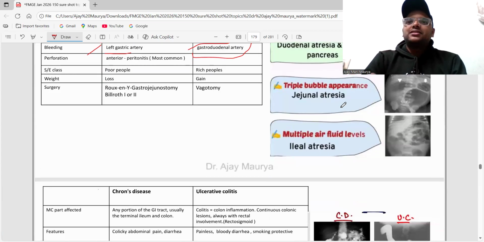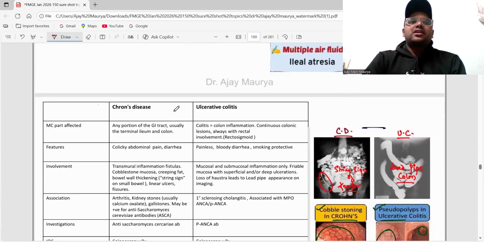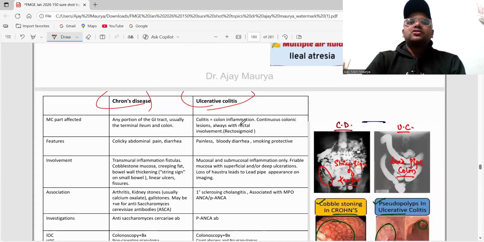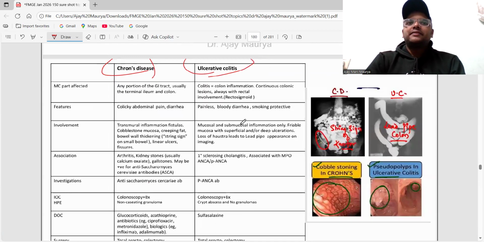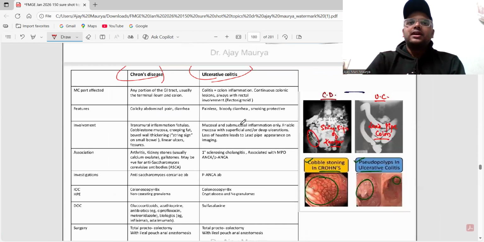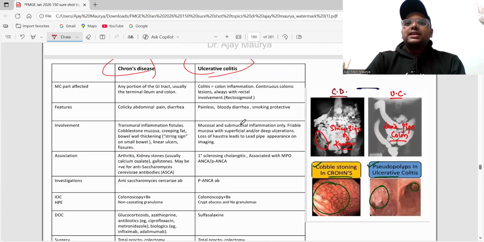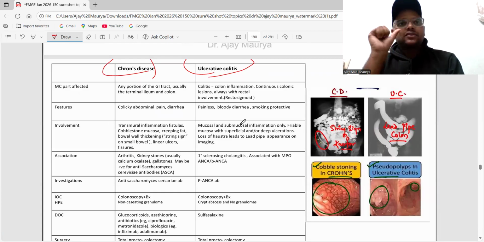Okay, just leave it. Next one, Crohn's disease versus ulcerative colitis. I think everyone knows about this one, so I think there's no need for any explanation. But I will tell one thing.